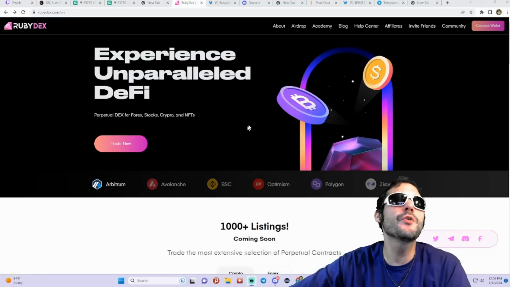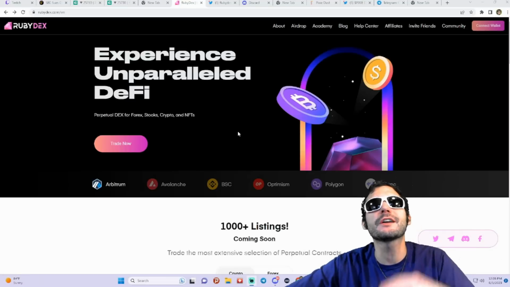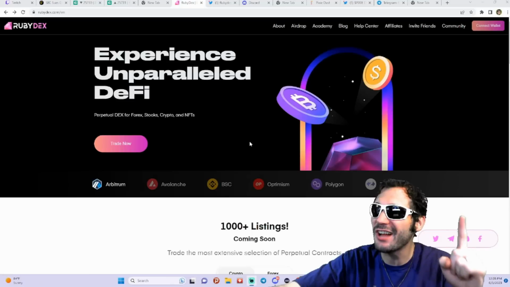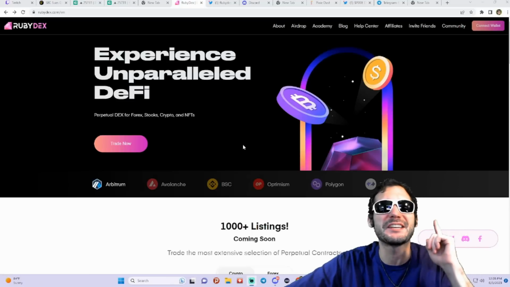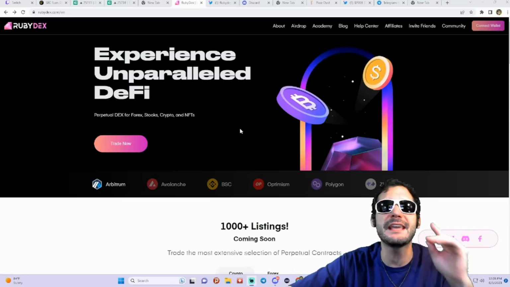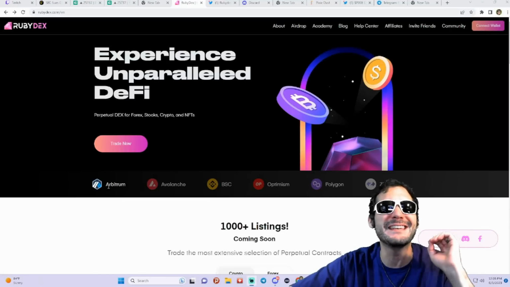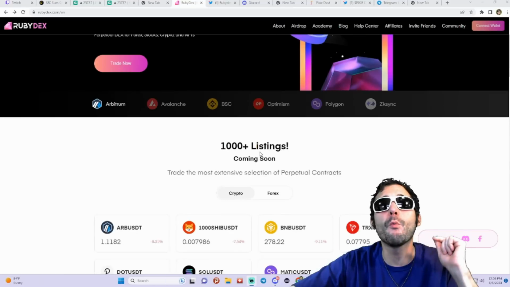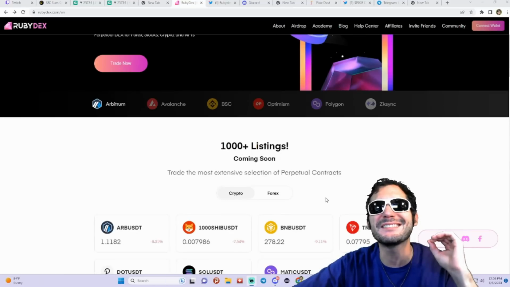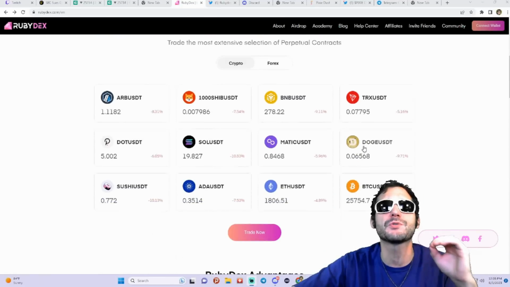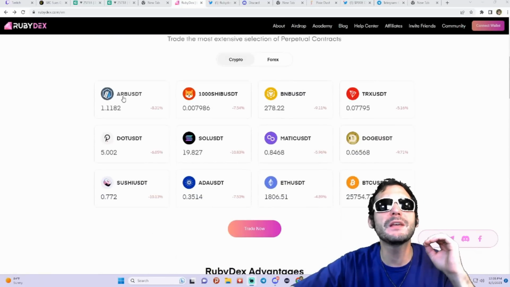So yeah, new interesting concept here. We're talking about a decentralized futures perpetuals exchange platform where you can actually get in on the perpetual contracts on the Arbitrum network. They have over 1,000 plus listings that are going to be coming soon, to trade the most extensive selection of perpetual contracts. So here will be all the cryptos.